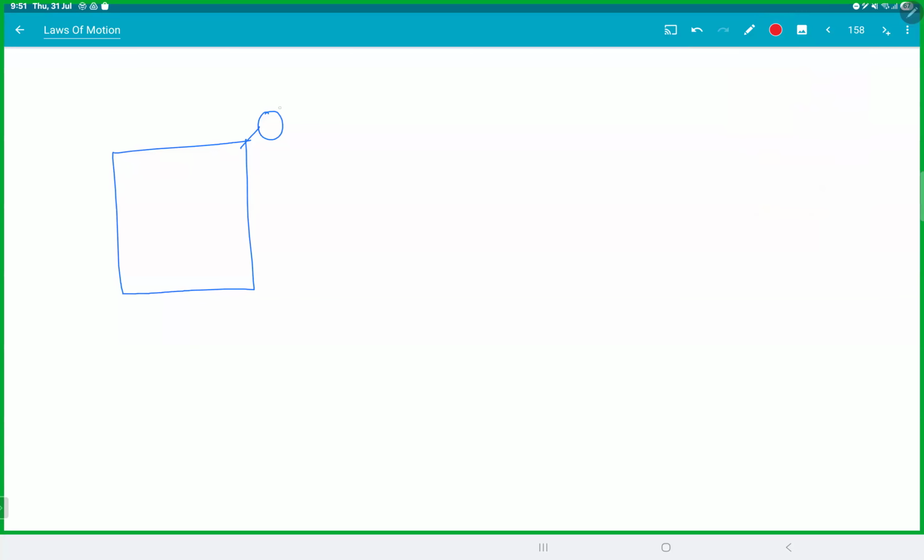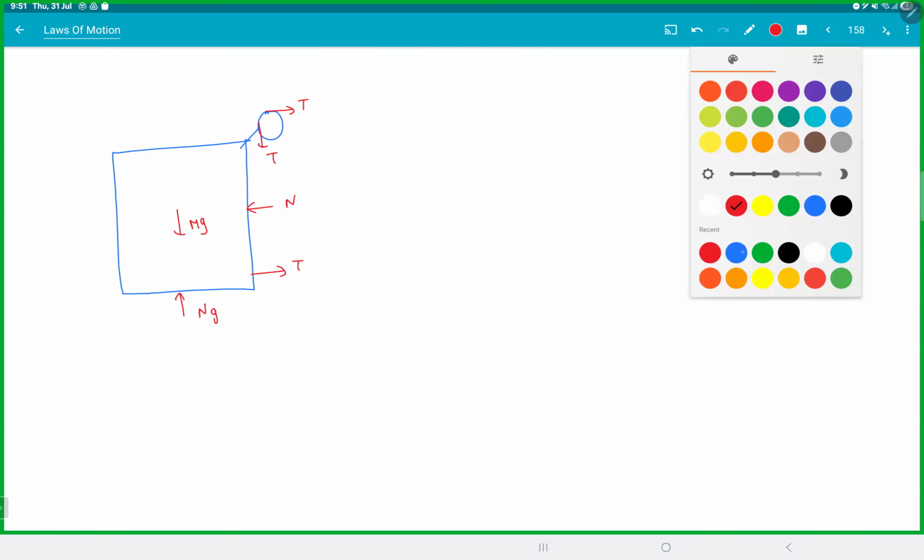So how many forces are there? The string is pulling here, T. The most common mistake, people forget this tension here. They don't include this pulley here. That is the thing you have to be careful about. Normal reaction. There is one tension here. Your own weight. There is one normal reaction from the ground. Total 6 forces.